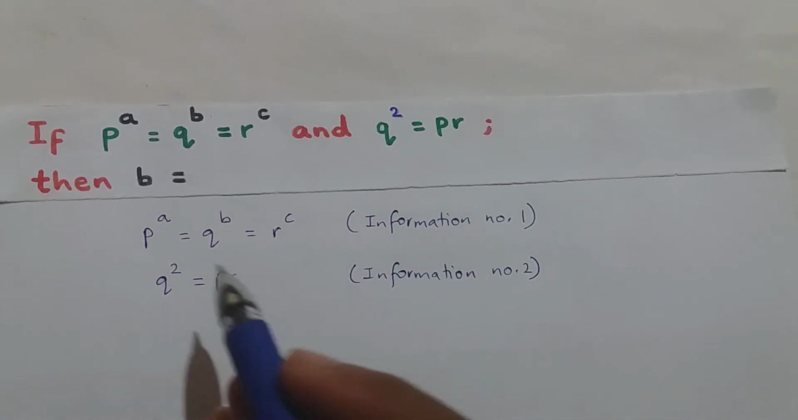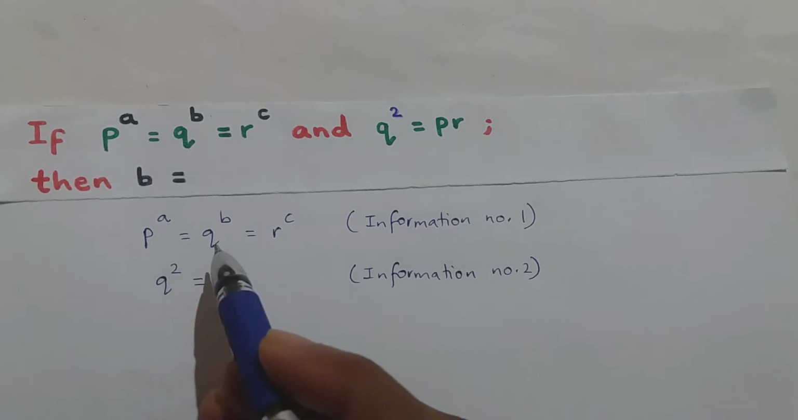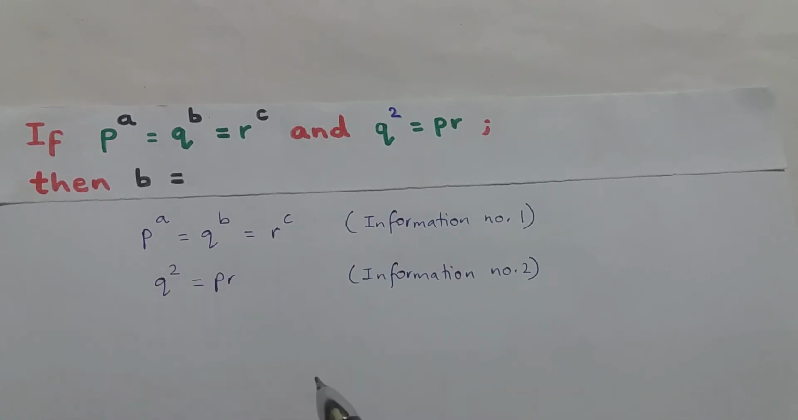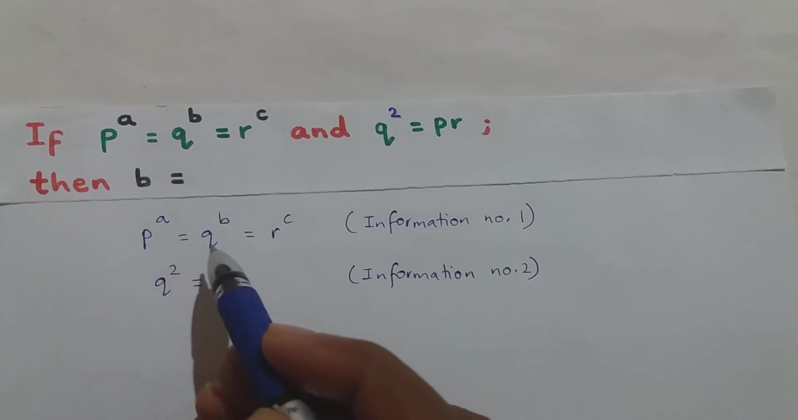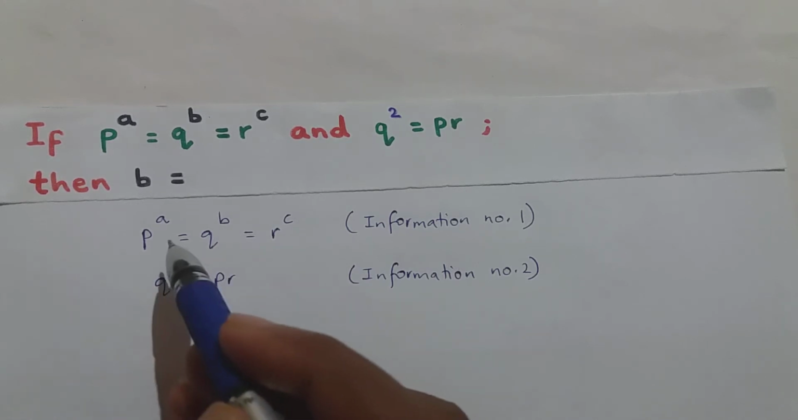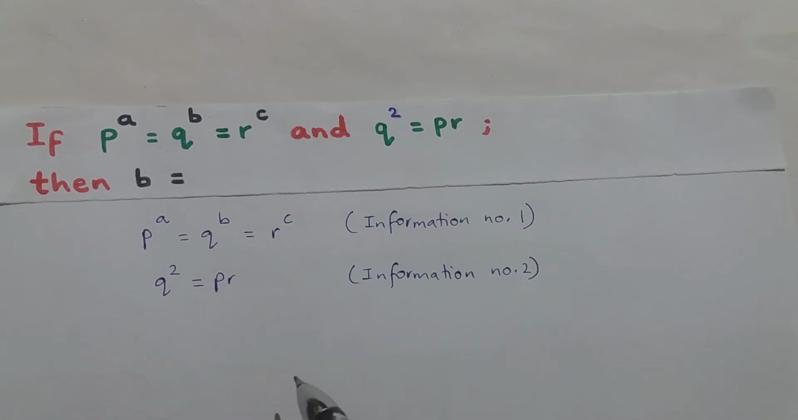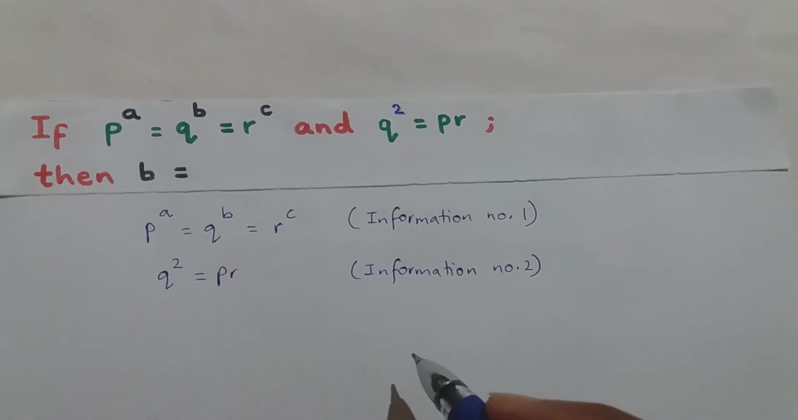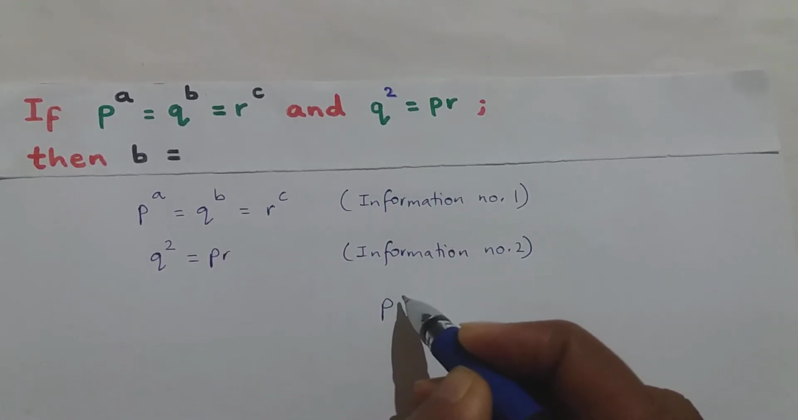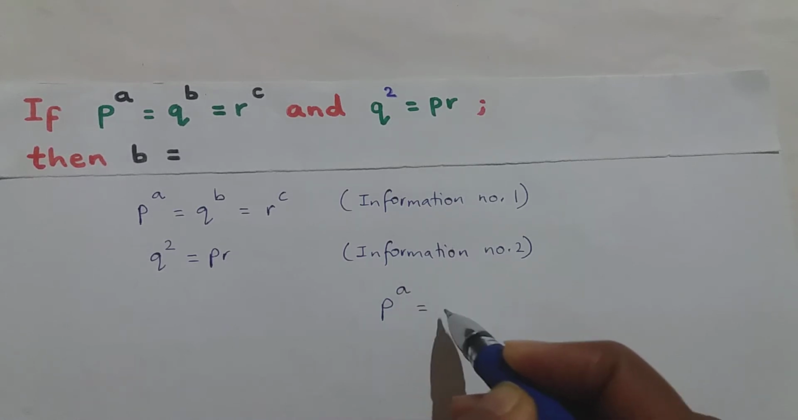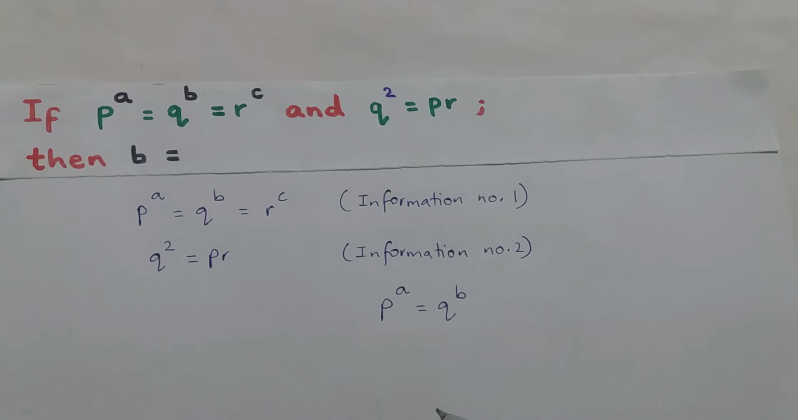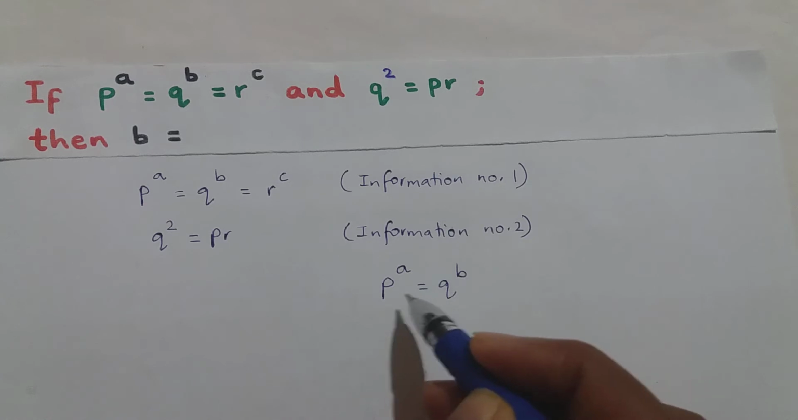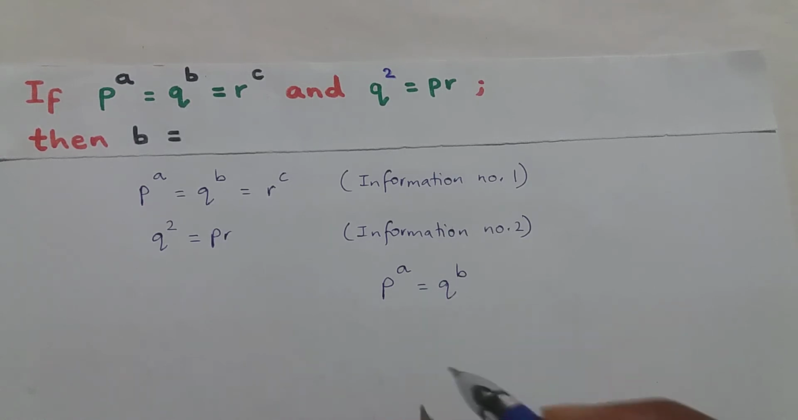So we know that p to the power a is equal to q to the power b is equal to r to the power c. So from information number 1 I can say that p to the power a is equal to q to the power b. So this is the equation given to us.